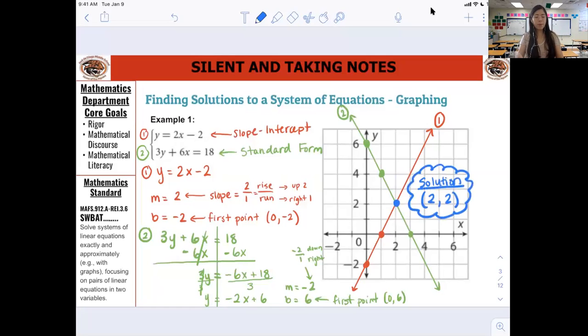So this is kind of a two-in-one review, right? We're reviewing how to graph things and we're reviewing what it is to find the solution. This is why this is one of my favorite lessons of the year, because I know you guys just got back from your break, but we're doing a lot of review and this is going to bring you back to what algebra is all about. Any questions? We will do a lot more examples. So any questions so far?